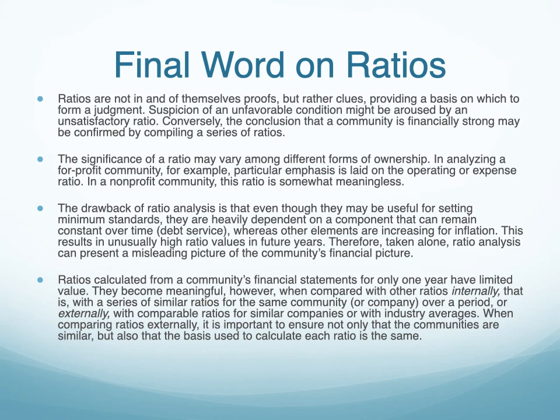Ratios calculated from a community's financial statements for only 1 year have limited value. They become meaningful, however, when compared to other ratios internally, that is, with a series of similar ratios for the same community or company over a period, or externally with comparable ratios for similar companies or with industry averages. When comparing ratios externally, it's important to ensure that not only the communities are similar, but also that the basis used to calculate each ratio is the same, because they do vary from time to time among companies and between industries.